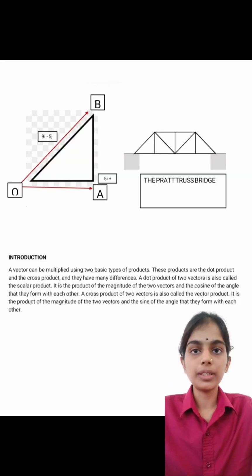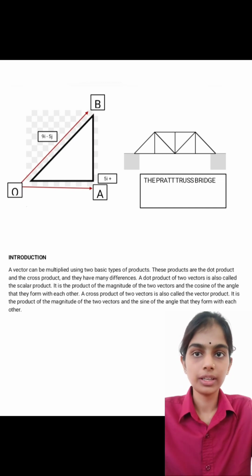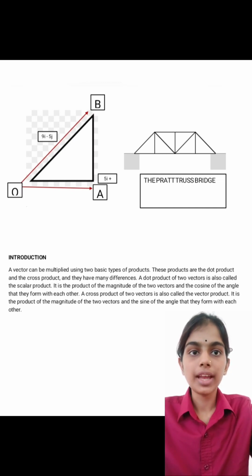A vector can be multiplied using two basic types of products. These products are the dot product and the cross product, and they have many differences. A dot product of two vectors is also called the scalar product. It is the product of the magnitudes of the two vectors and the cosine of the angle that they form with each other. The cross product of two vectors is also called the vector product. It is the product of the magnitudes of the two vectors and the sine of the angle that they form with each other.